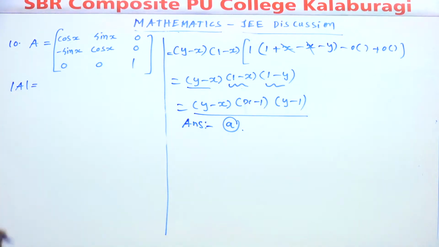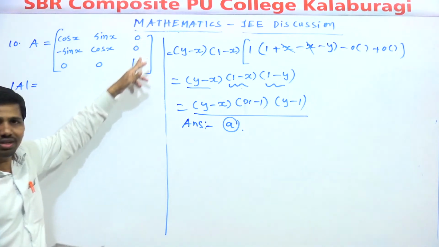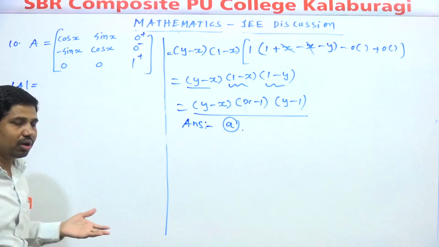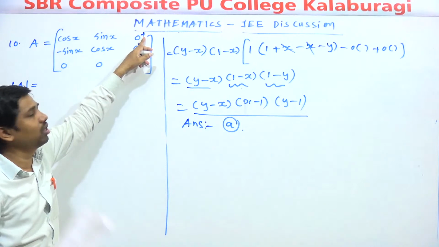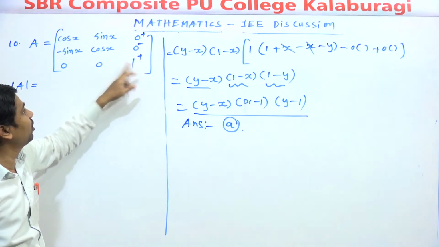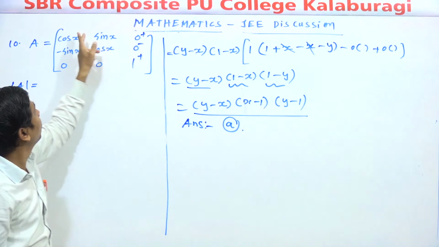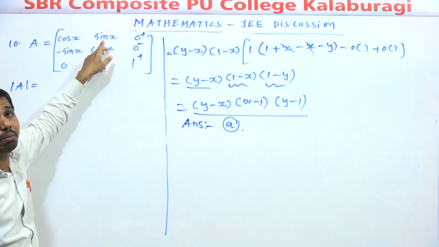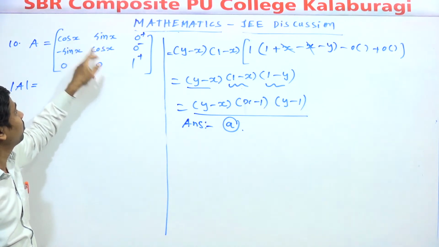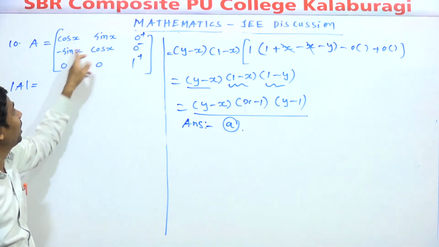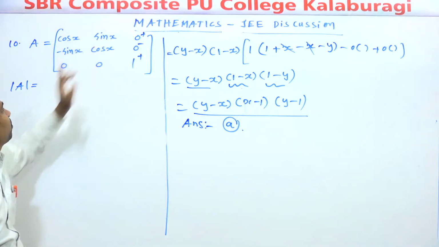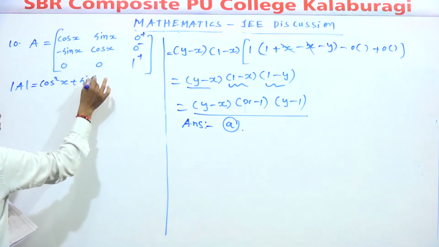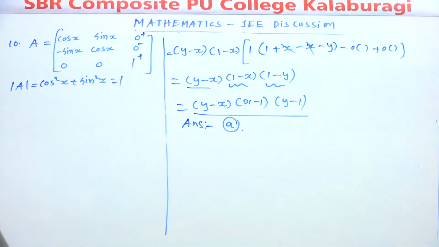So for the determinant of A, let us expand along C3. What are the signs here? Plus, minus, plus. You can find the determinant along any row or any column. Plus 0 into a number is 0, minus 0 into a number is 0, plus 1 into, suppressing its row and column, cos x into cos x, cos square x, minus minus sin x into sin x, plus sin square x. So cos square x plus sin square x, principal diagonal product minus secondary diagonal product, equals 1. So the determinant of A is equal to 1.